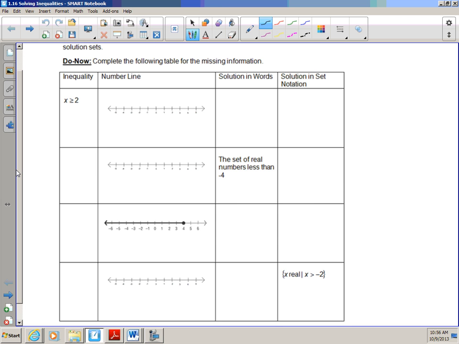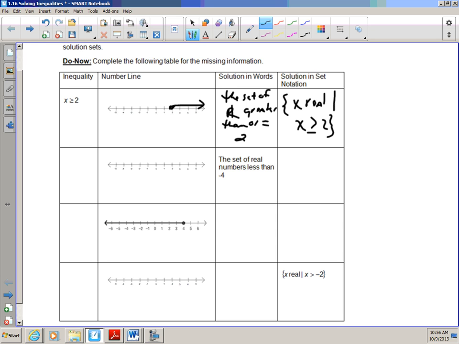So just filling in this chart, if I have the inequality x is greater than or equal to 2, I put a closed-in circle because it's equal to over the 2. Since it's greater than, I'm going to the right. My solution in words is the set of real numbers, using the symbol, greater than or equal to 2. And then in set notation, x is real, x is greater than or equal to 2.